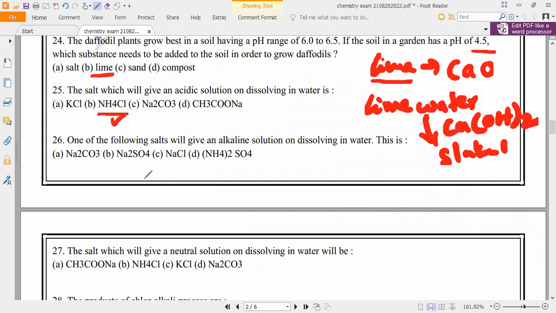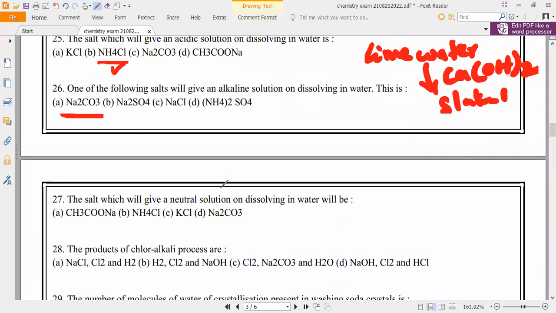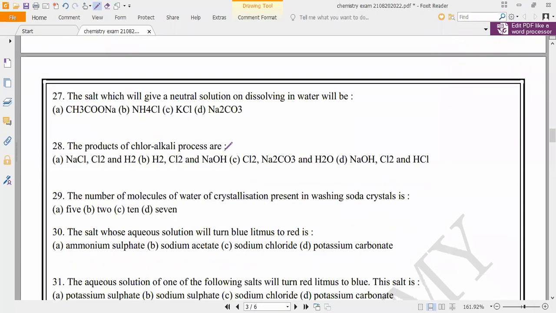Which one of the following salts will give an alkaline solution on dissolving in water? Na2CO3, sodium carbonate. Alkaline solution. Remember that. Next. The salt which will give a neutral solution on dissolving in water.